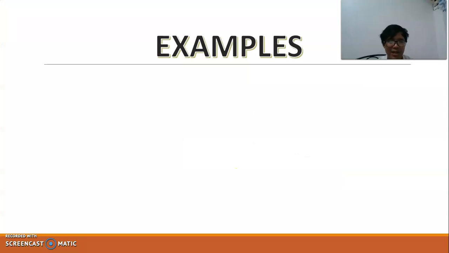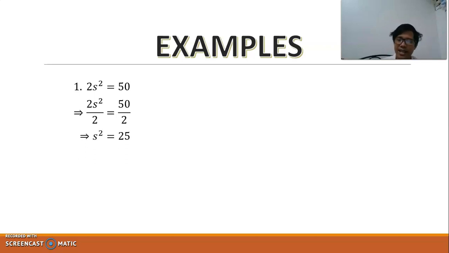Now, let me give you more examples. 2s squared equals 50. What if the equation is like that? We cannot apply directly extracting square root. First, we will use DPE, the division property of equality, by dividing both sides by 2. So we have 2s squared over 2 equals 50 over 2. So, the answer is s squared equals 25. Now, we can apply extracting square root. So we have square root of s squared equals square root of 25. Square root of s squared is s, while the square root of 25 is positive and negative 5.